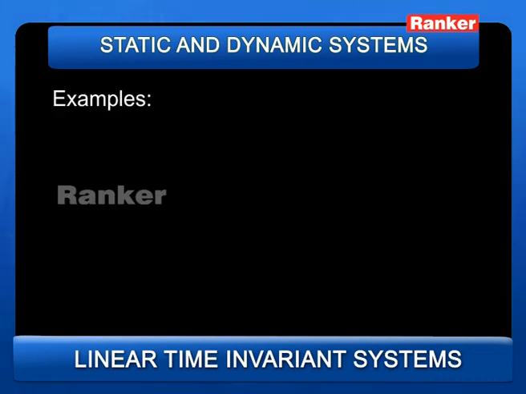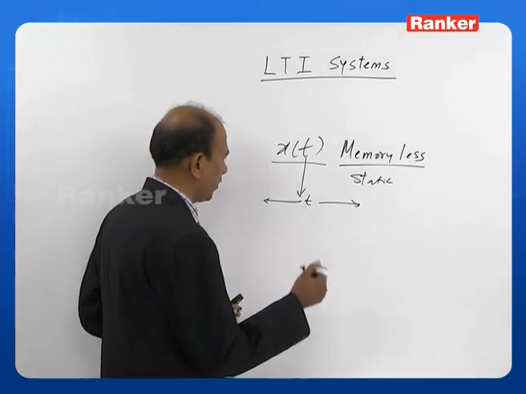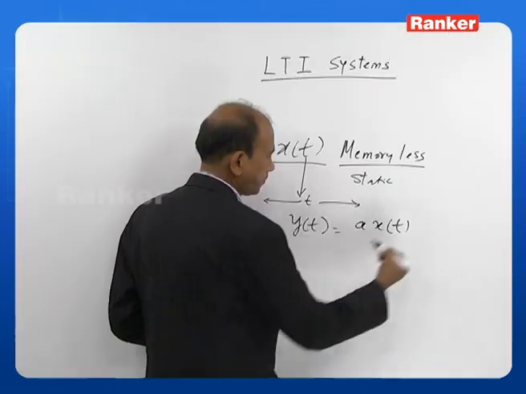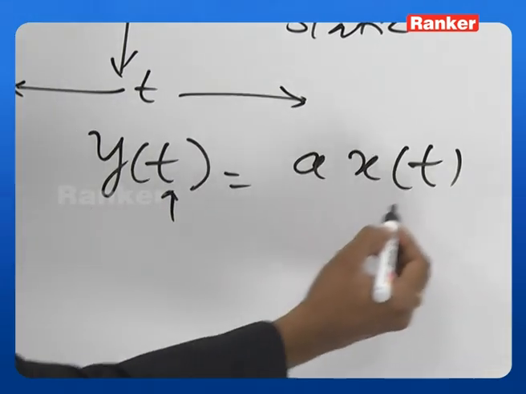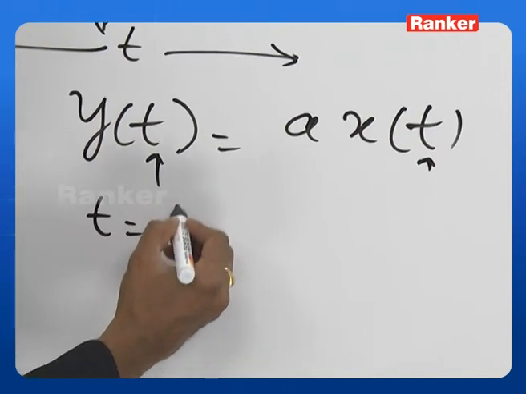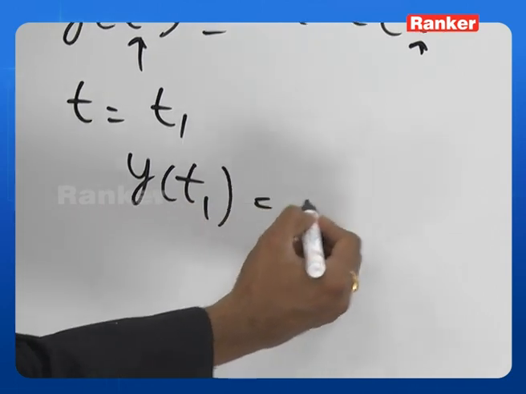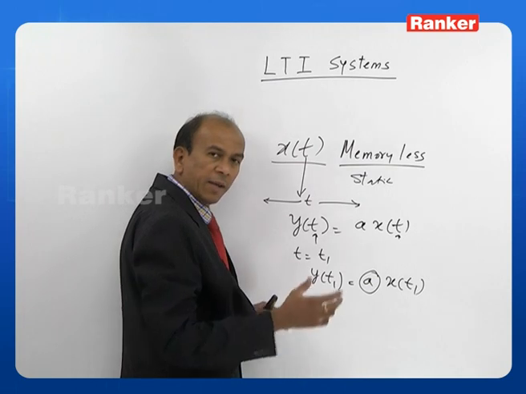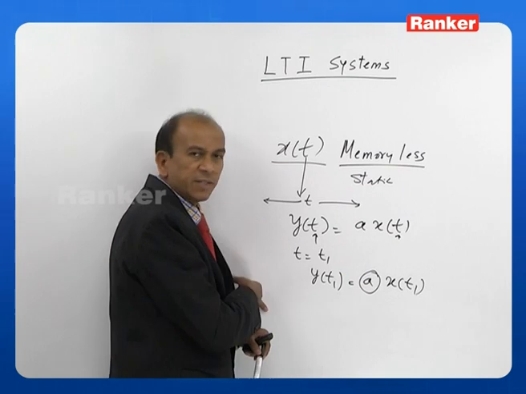Now let us see some examples. If you see the first example, y of t is equal to a x of t, this is a static system. It is defined at a certain time t. Let us say if t is equal to t1, then y of t1 will be equal to a constant multiplied by x of t1 again. That means the value of this particular system is dependent only on time t is equal to t1. So this is a static system.